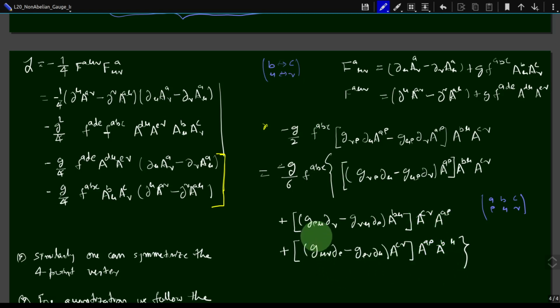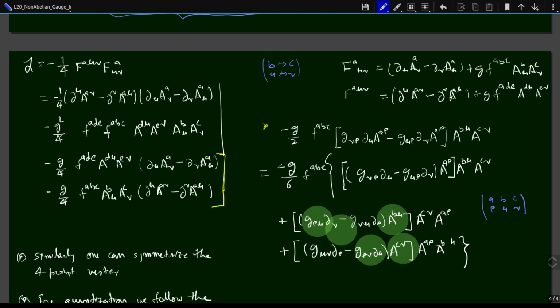But what happens if you look at this guy? Mu and nu are exchanged, so the derivative with regard to mu and g rho nu should come. So this guy goes to this guy, and b mu goes to c nu. That's also perfectly fine. So this term goes to this term with opposite sign.